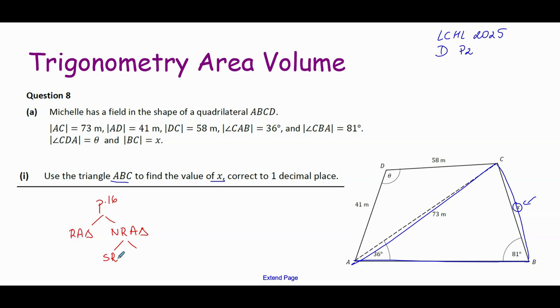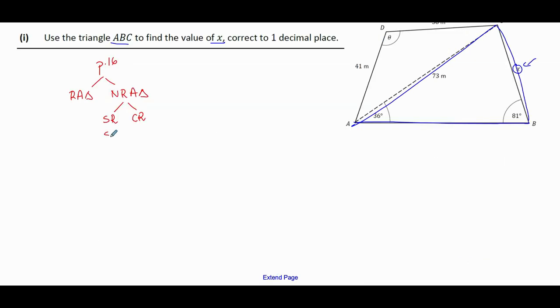Here we have two options, sine rule and cosine rule to use. Sine rule involves two sides and two angles, and cosine rule three sides and an angle. So let's see which one we are going to pick. What are we looking for? X. What is x? It is a side. We put a question mark beside the side.